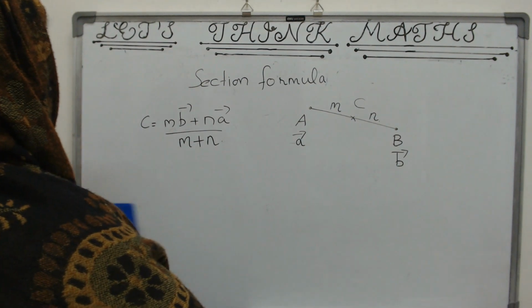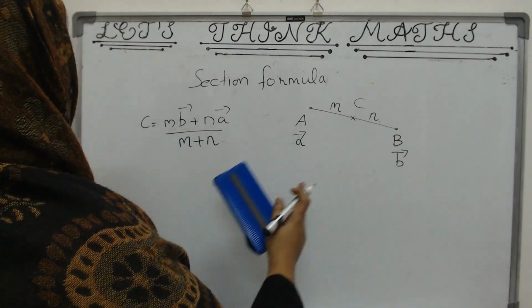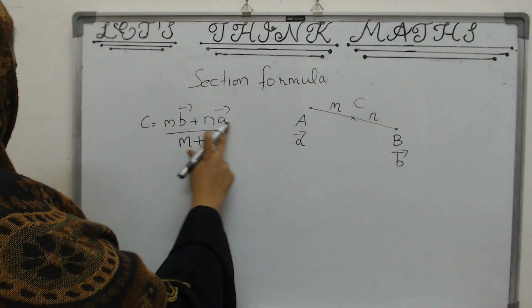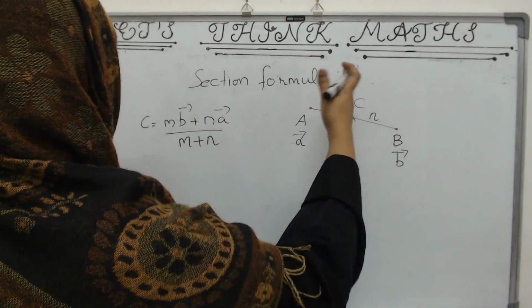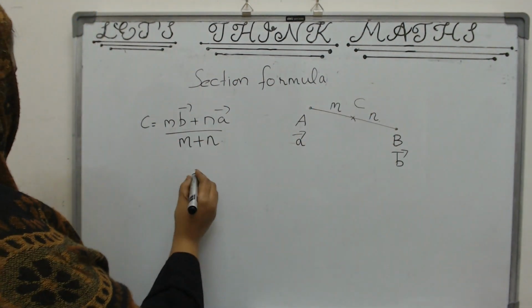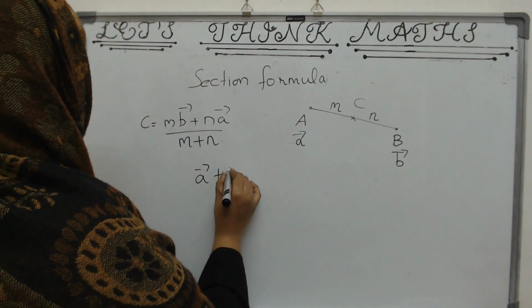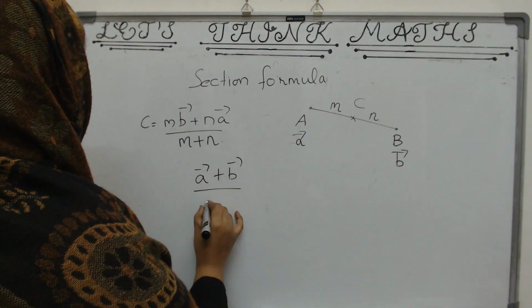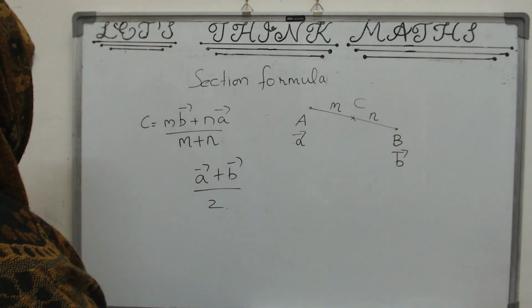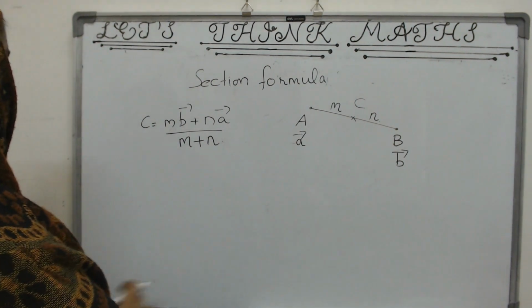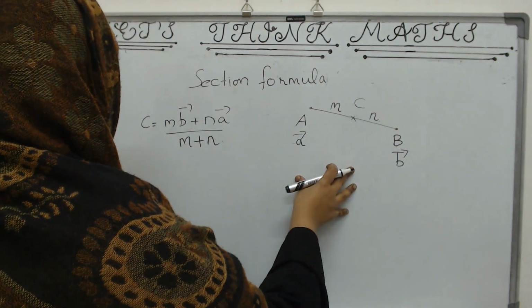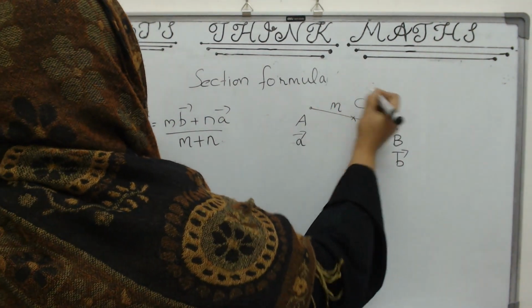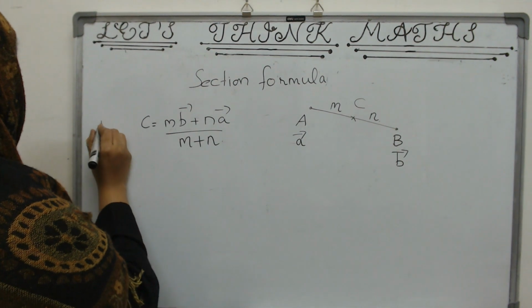So in particular, if C is the midpoint, then what do we have? Both m and n will be 1. So what will you do? You will just add A plus B divided by 2. So in particular, if C is a midpoint, that will be your formula: A plus B, both m and n are 1, so divided by 2. So this is if C divides it internally, it is a part of the line AB, then the position vector of C is given by this.